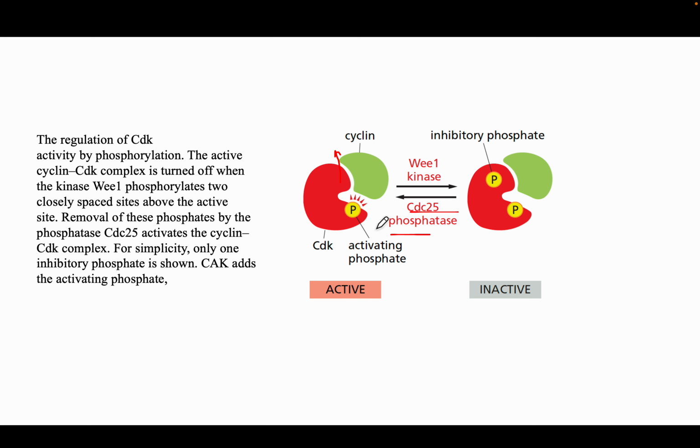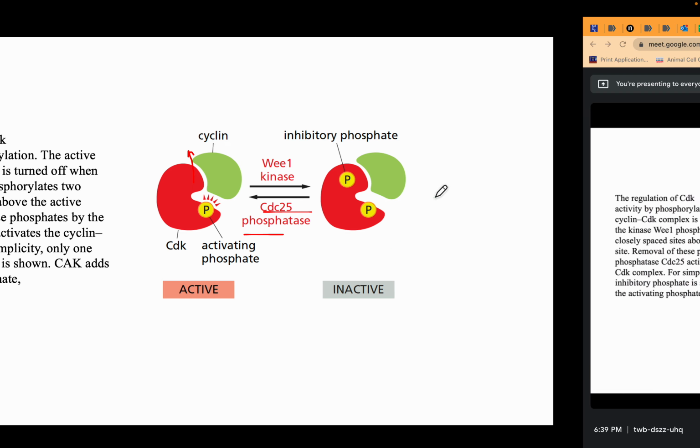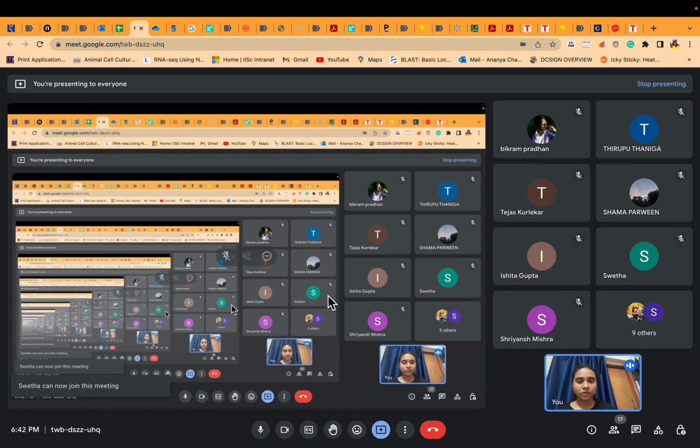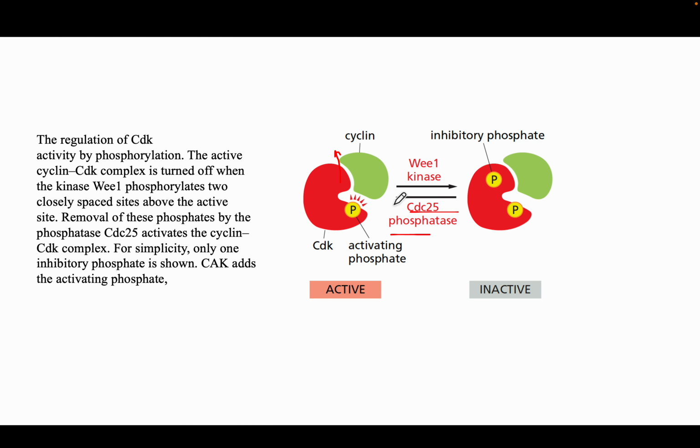As we were discussing in the diagrammatic representation, this is CDK and this is cyclin. There is an amino acid which can be phosphorylated, and if it gets phosphorylated, it makes the complex active. But Wee1, it's a kinase, another kinase which will eventually phosphorylate one tyrosine residue. So it will make the complex inactive. But CDC25 is a phosphatase. It dephosphorylates the inhibitory phosphate and makes the complex active again.